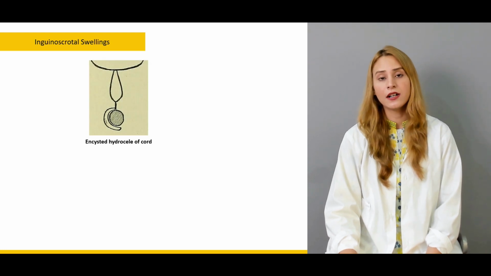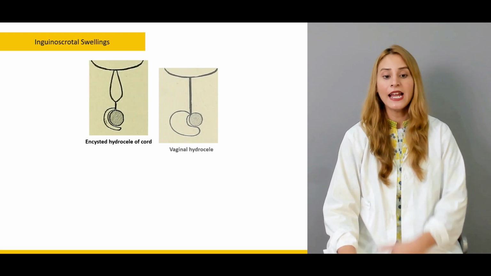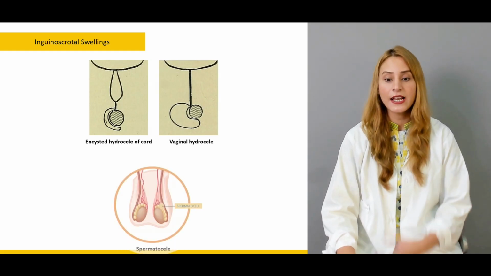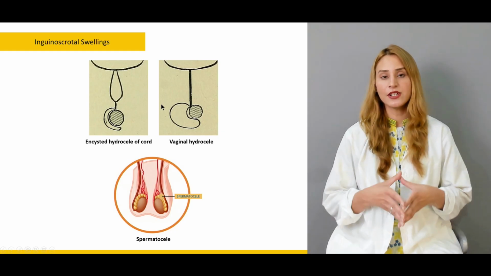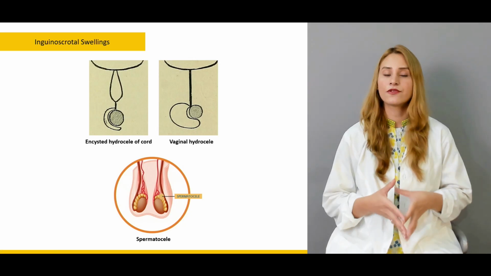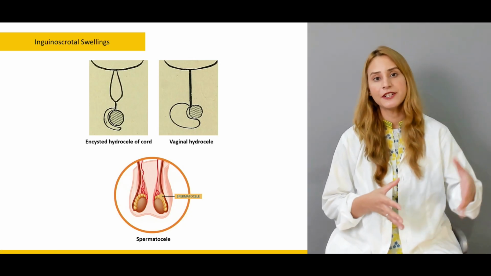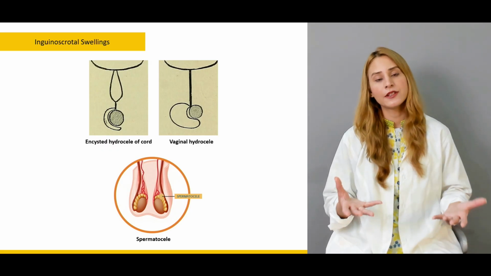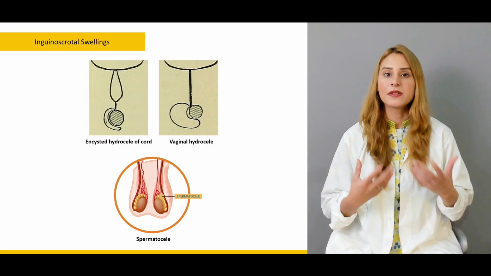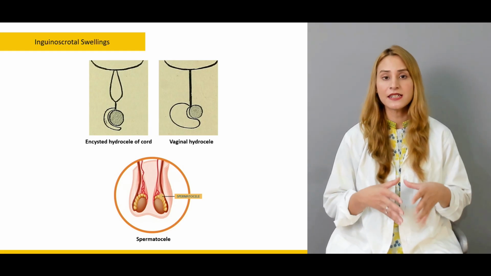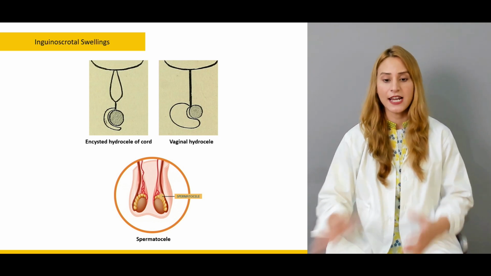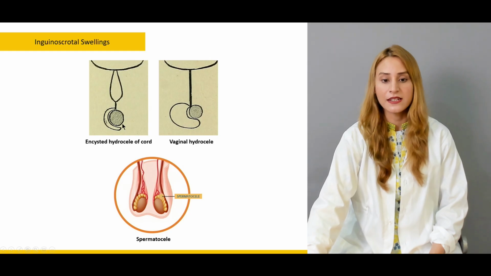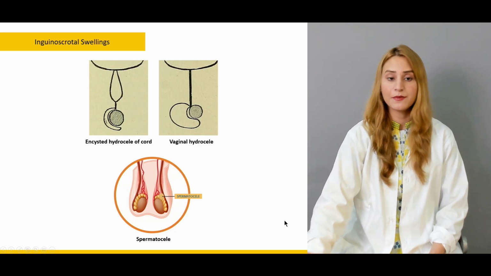So what comes to your mind if we talk about the inguinoscrotal swelling? It can be an encysted hydrocele of the cord, it can be a vaginal hydrocele, and it can be a spermatocele as well. I already told you that when the testes descend from the abdominal cavity, a layer of the peritoneum comes down with it, and this layer of the peritoneum is called the tunica vaginalis. But sometimes fluid accumulates in this cavity, in the processus vaginalis. So that's called a hydrocele. It can be an encysted hydrocele of the cord, it can be a vaginal hydrocele, you can see here, or it can be a spermatocele as well.